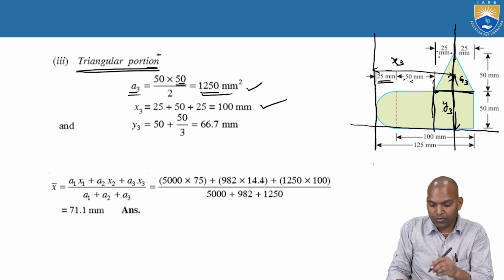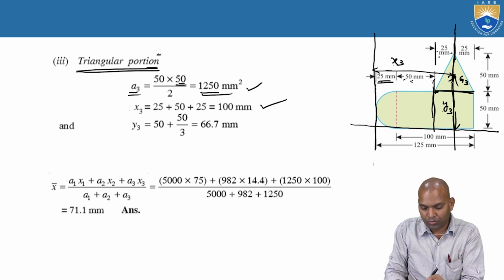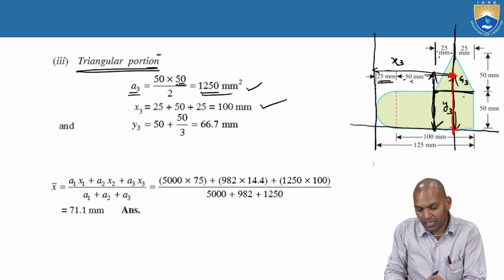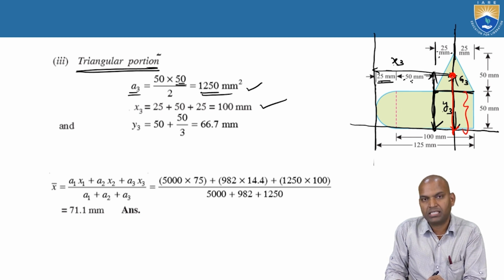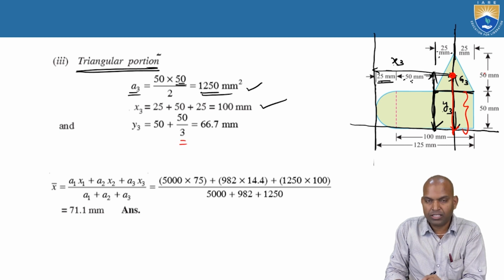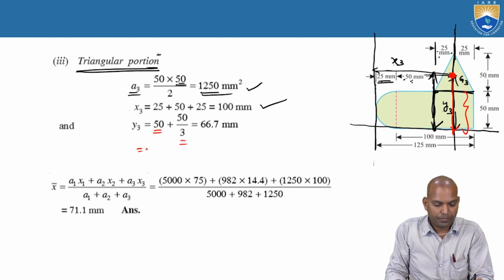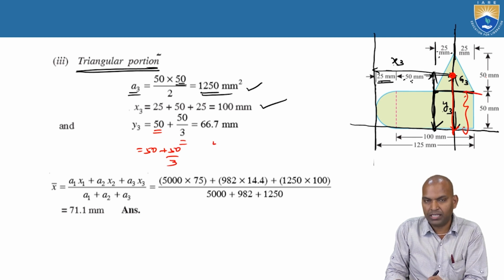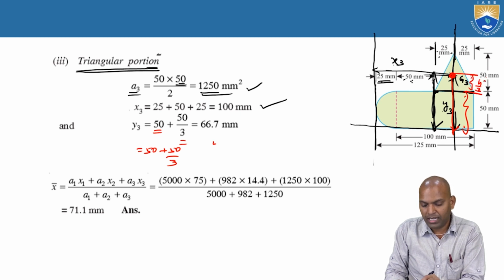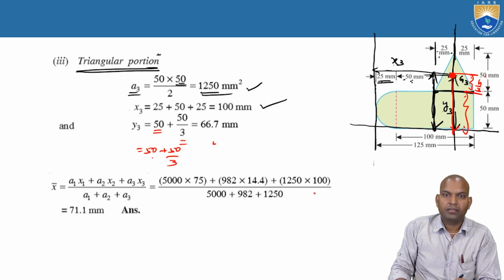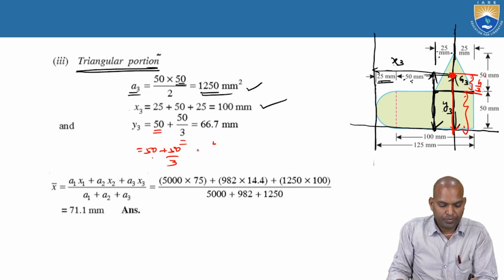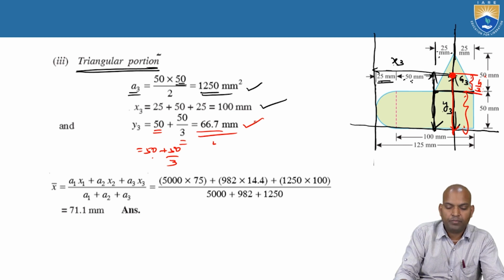Okay. What about y3? This is the y3 portion, the total portion of y3. How does y3 come? From here to here is the distance y3. y3 is the sum of 50 plus h by 3. What is h? Height, 50 by 3. That is 50 plus 50 by 3. From here to here is 50, and from this distance we want h by 3, where h is 50. So 50 plus 50 by 3 is 66.7 millimeters.